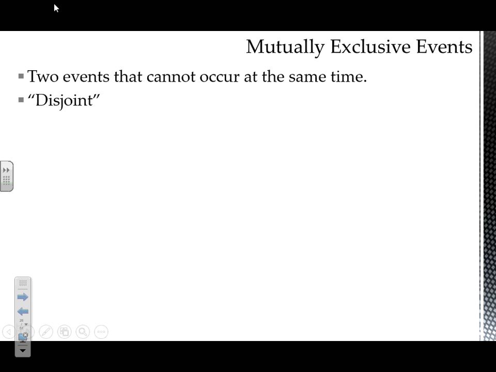The other thing to note here, these will also be called disjoint events. So disjoint and mutually exclusive mean the same thing. You need to know both because they'll be used interchangeably throughout the book. And then on quizzes and tests, same thing. Sometimes I might say mutually exclusive, sometimes I might say disjoint.